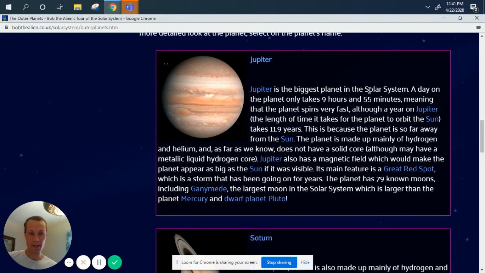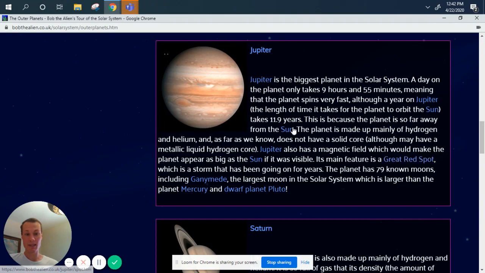Jupiter is the biggest planet in the solar system. A day on Jupiter takes 9 hours and 55 minutes, meaning that the planet spins very fast. Earth takes 24 hours for a day, and Jupiter takes 9 hours and 55 minutes, so less than half the time. It's spinning much faster. It takes Jupiter 11.9 Earth years to go around the sun. That's because it's so far away from the sun. Its orbit is so big that it takes 11.9 Earth years to go one time around the sun.